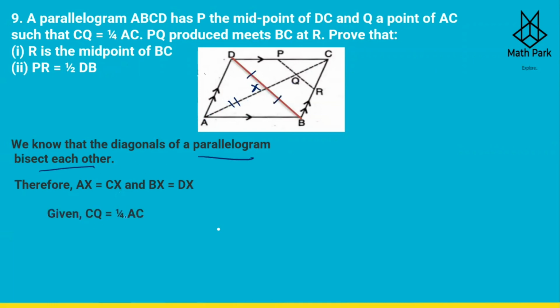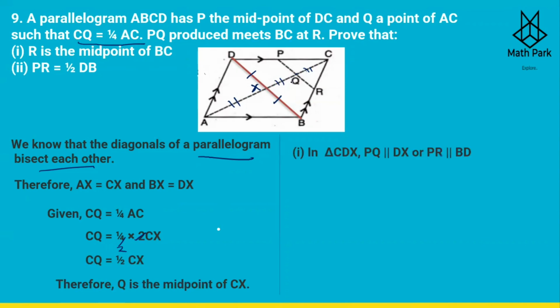Now you are given CQ is equal to 1/4 of AC. This is given to us. But what is AC? AC is nothing but twice CX. Two 1s are 2 and two 2s are 4. So you get CQ is equal to half CX. So this is how you get Q is the midpoint of CX. So CQ is equal to half CX, so you get Q is the midpoint.